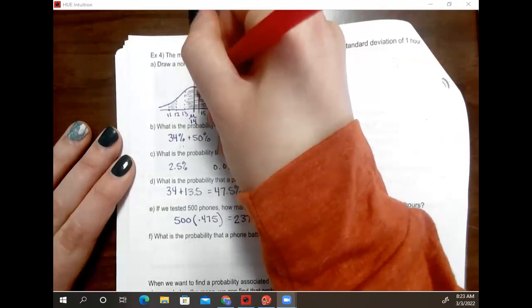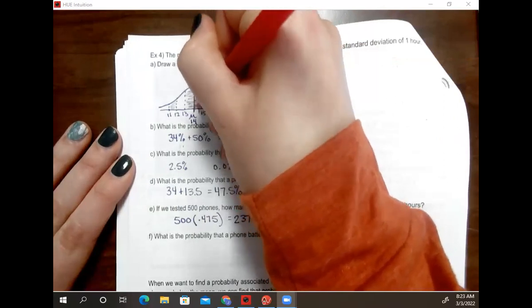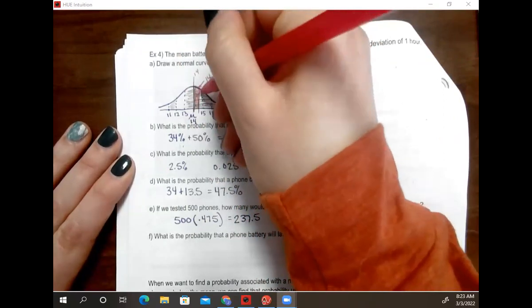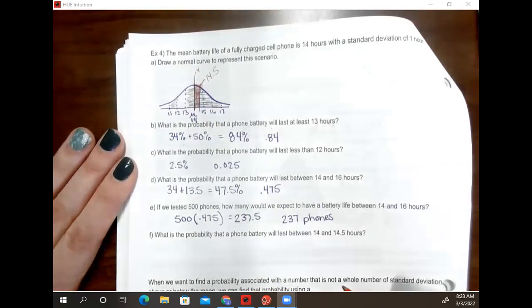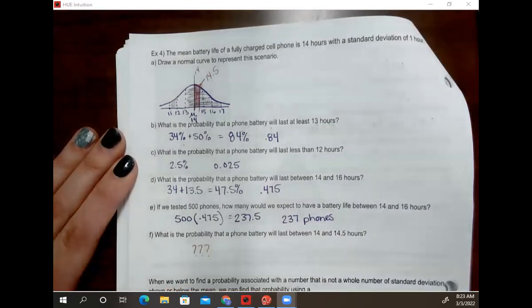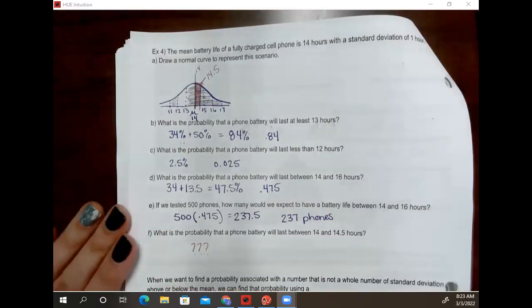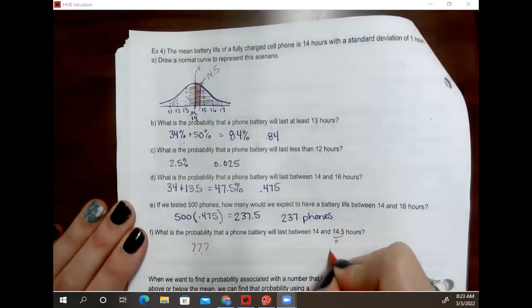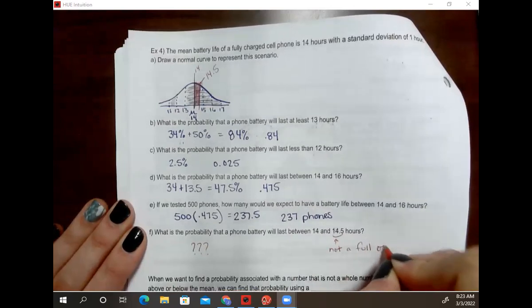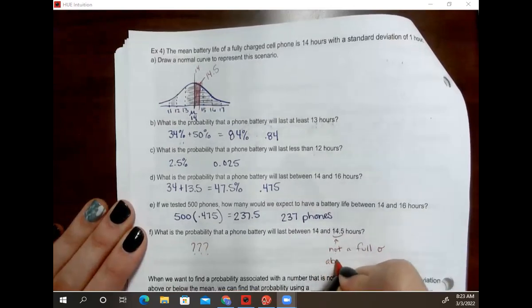If it was a perfect rectangle, I could just cut that in half. But it's not a perfect rectangle. I actually have a little more data in this first portion of this curve, in this first half a standard deviation than I do in this second half of the standard deviation. So what's that probability? Based on the information that we have right now, we don't know because again, this is not a full standard deviation. It doesn't even matter if it's above, we'll just say from the mean.